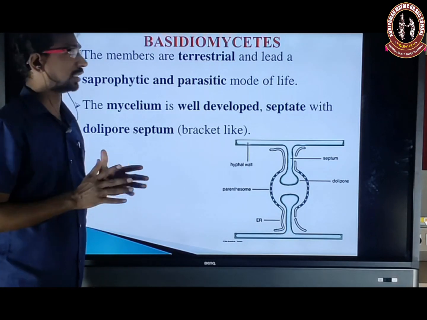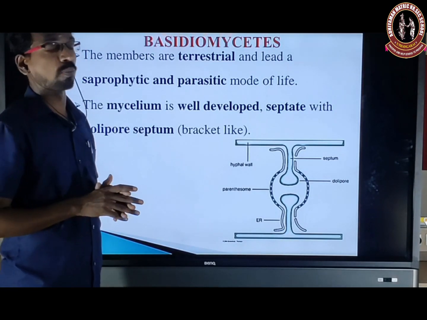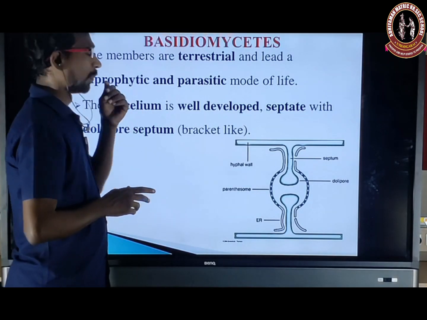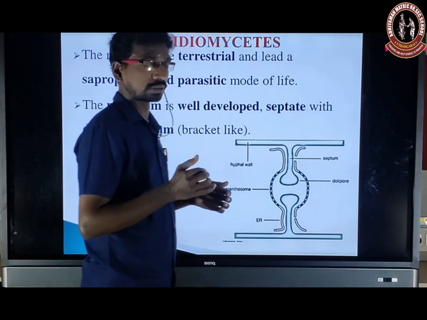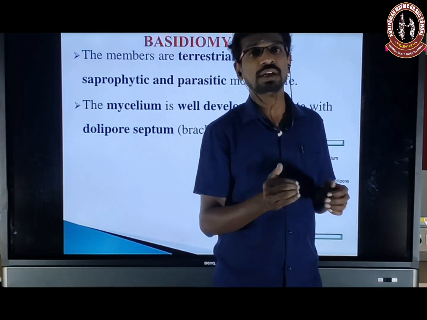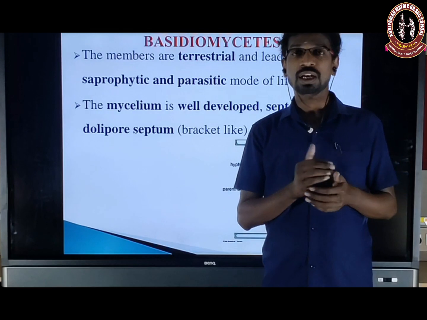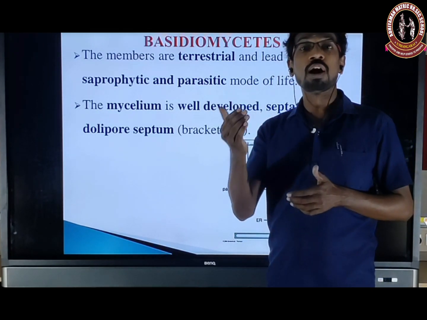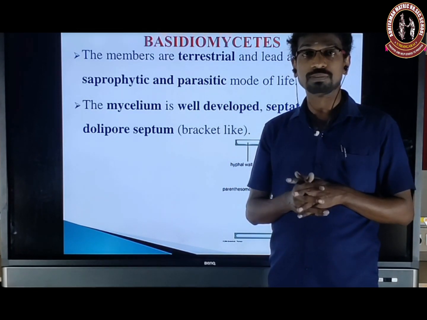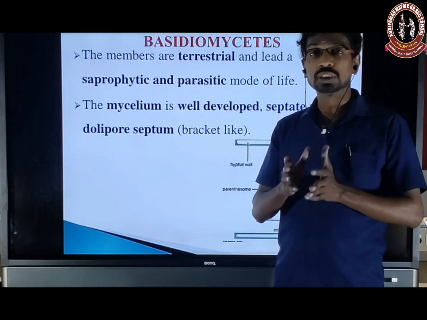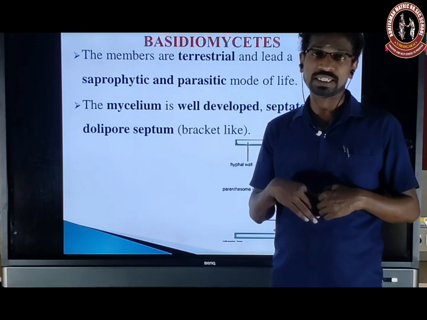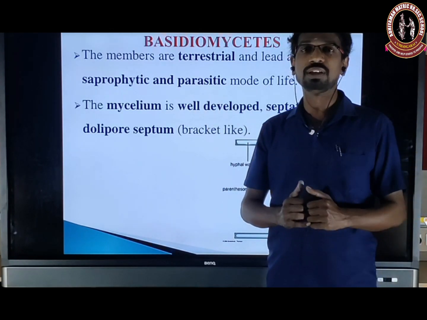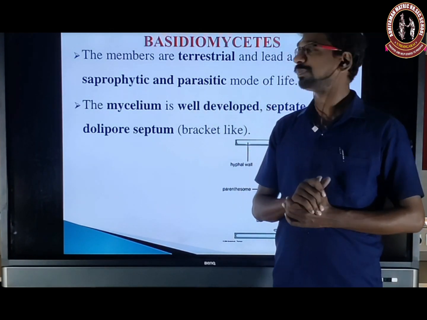These members are terrestrial and lead a saprophytic or parasitic mode of life. Saprophytic, they grow on the dead and decaying matter of plants and animals and the fecal matter of animals. Parasitic, it will grow on or inside another living organism, that is a host organism. By causing disease, it gets the food material.